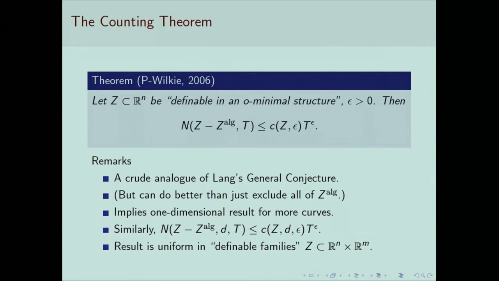And maybe the last thing, though this won't come up so much today, is that this result is actually uniform in definable families. So if your set Z is really the fiber of some set in R^n cross R^m, where the R^m are some parameters, and for each t in R^m you have a fiber Z_t in R^n, then you get the same statement in which the constant is independent of the fiber.